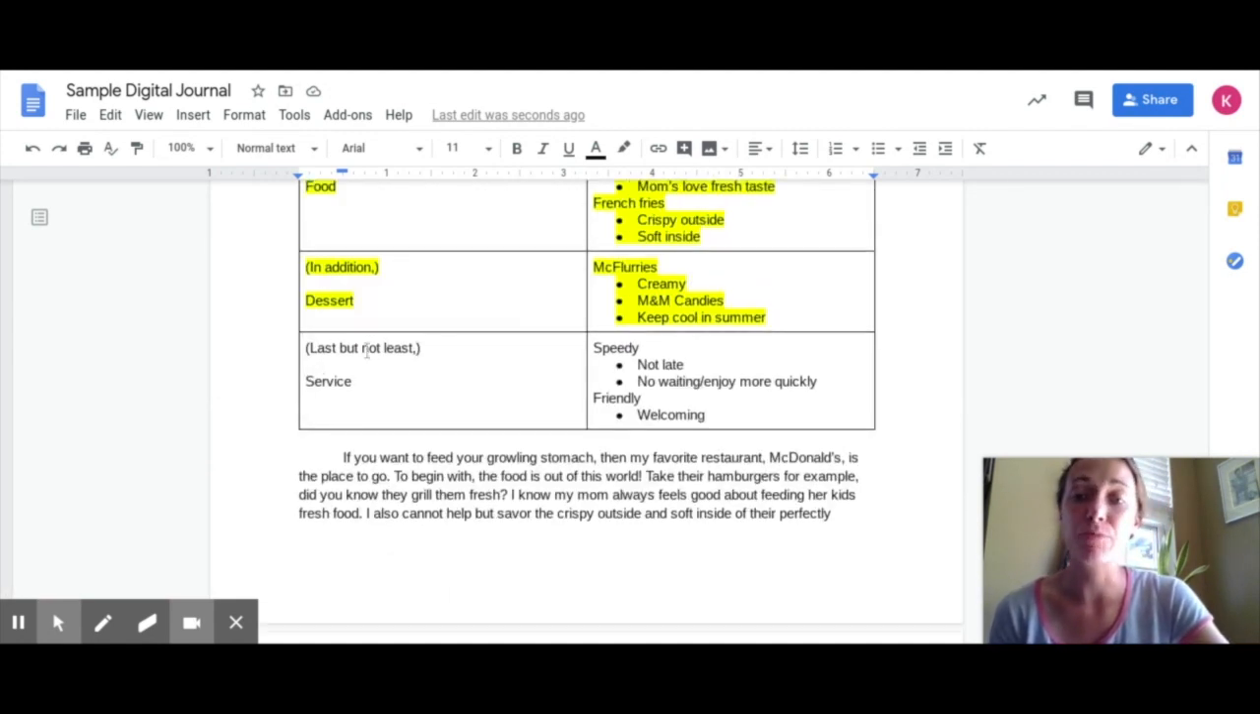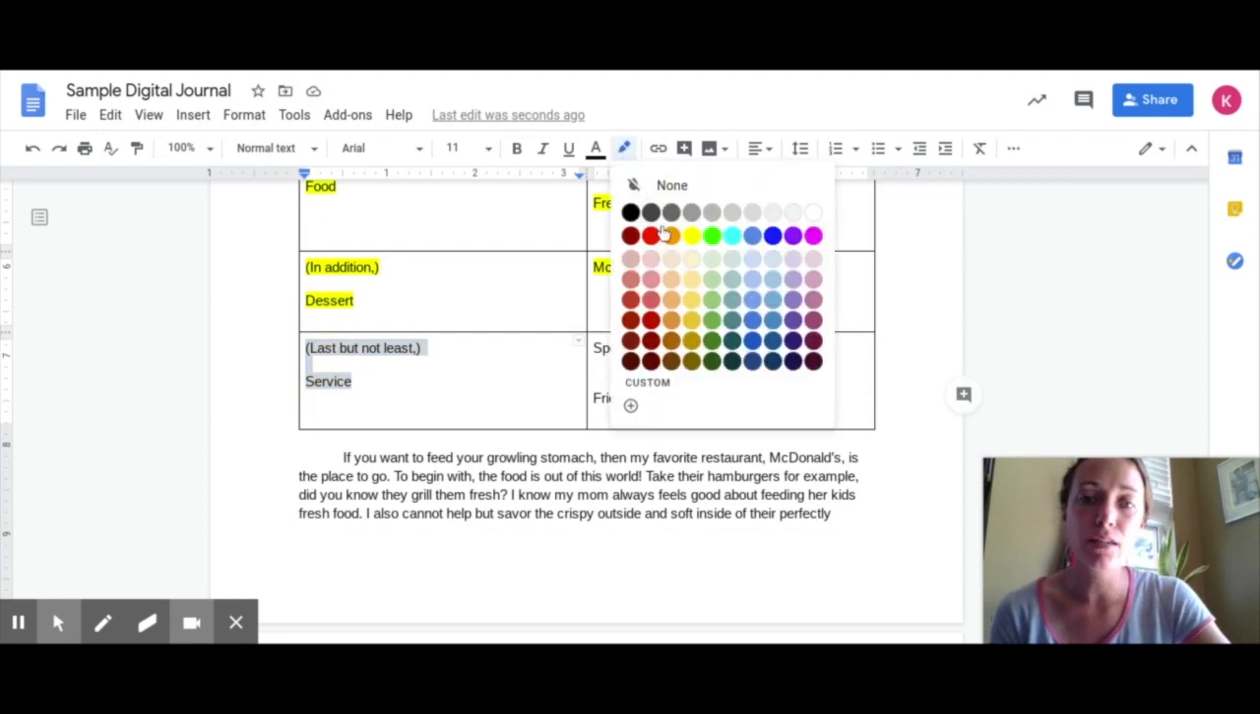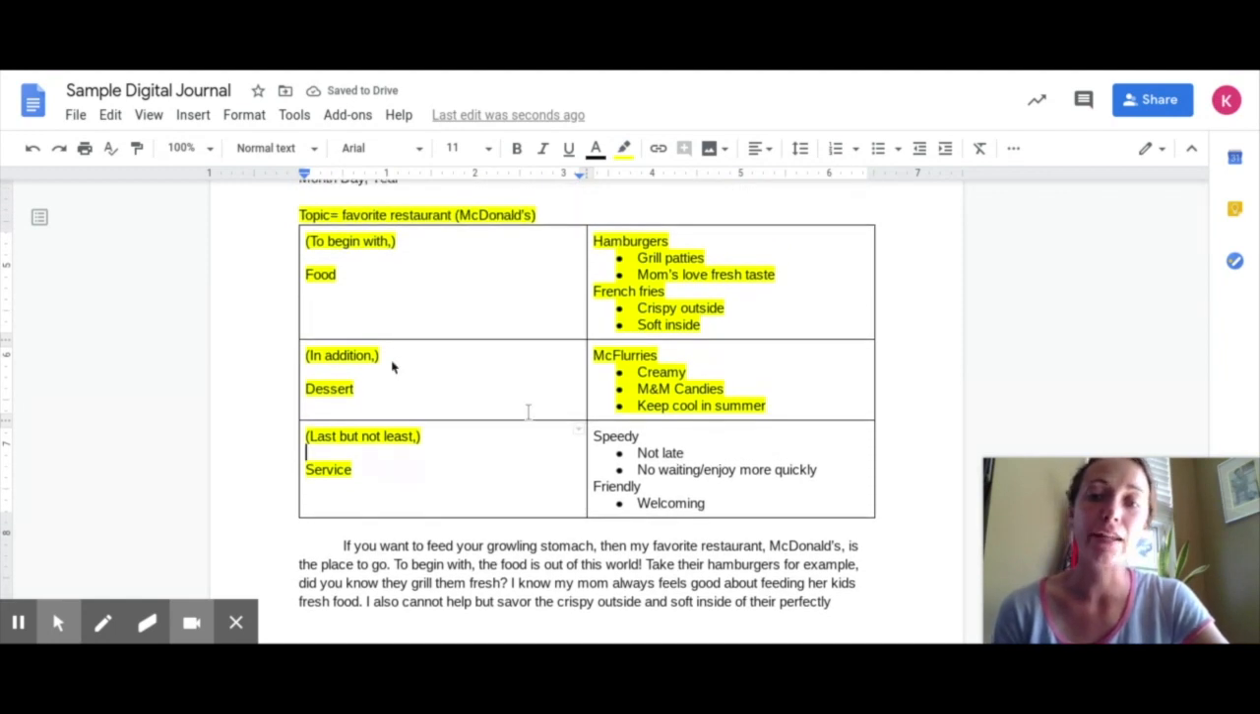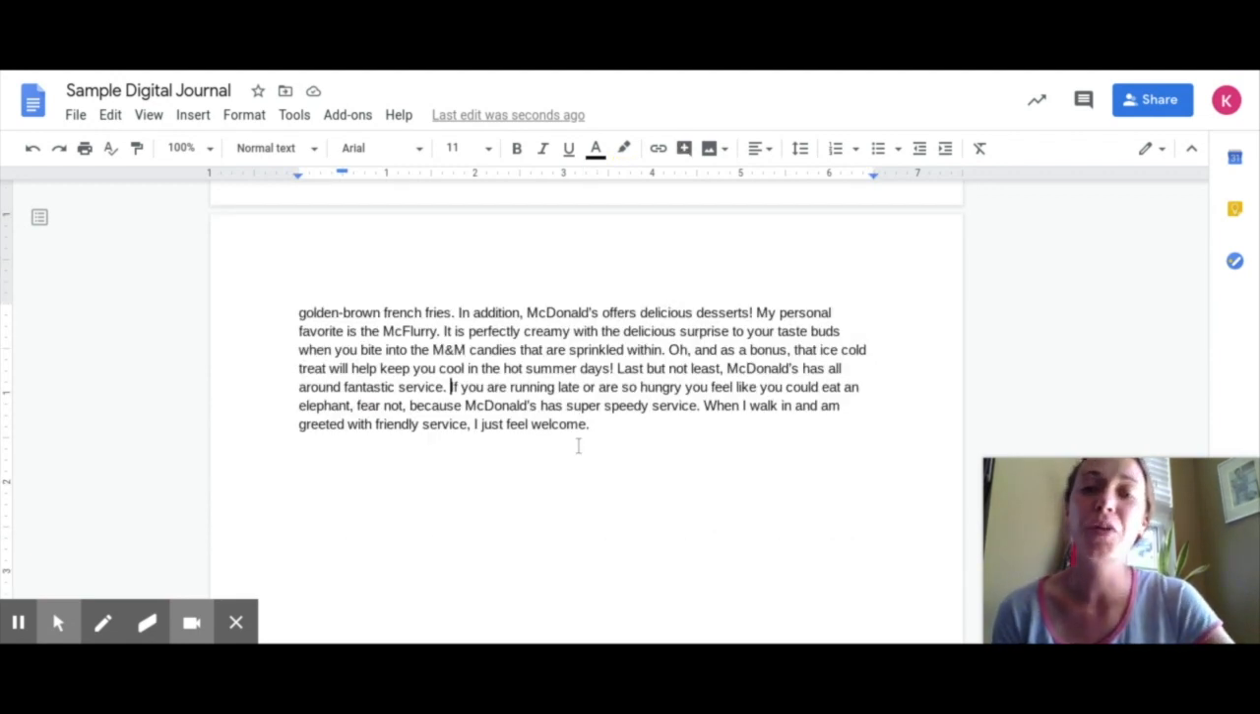I have "last but not least," and I mentioned the McDonald's service. So I'm going to highlight both of these to indicate to me that I have both of them in my essay. Now, the last thing I see on my plan that's not highlighted are the details about the big idea of service. So I need to mention that they have speedy service and they have friendly service. So in the next few sentences, I'm going to write about those details. Here's what I came up with.